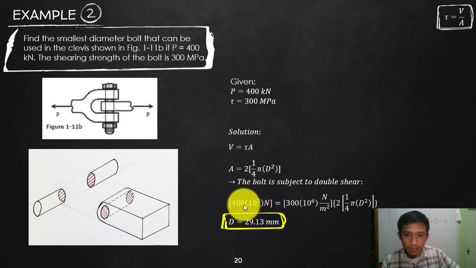Substitute to your formula. I will transform that 400 into Newtons, so multiply it by 10 raised to 3, and then your tau, I will transform that into Newton per meter squared instead of meganewton per meter squared.